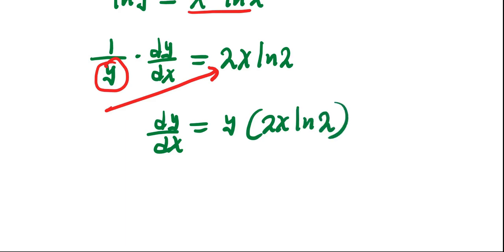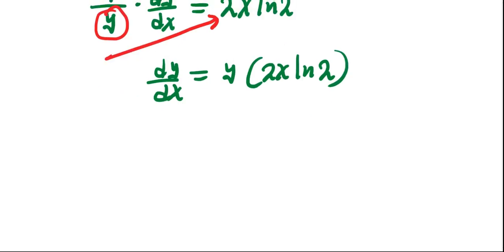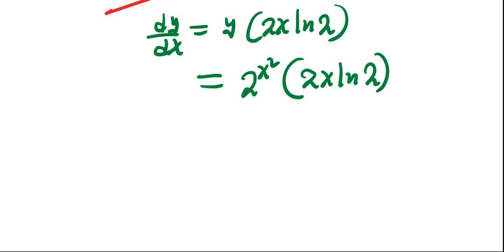Remember that y is equal to 2 to the power of x squared, as you can see over here. So let's simply bring it here. 2 to the power of x squared, let's open a bracket, 2x ln 2, close brackets. So this is the answer to this question, and I hope it makes some sense.